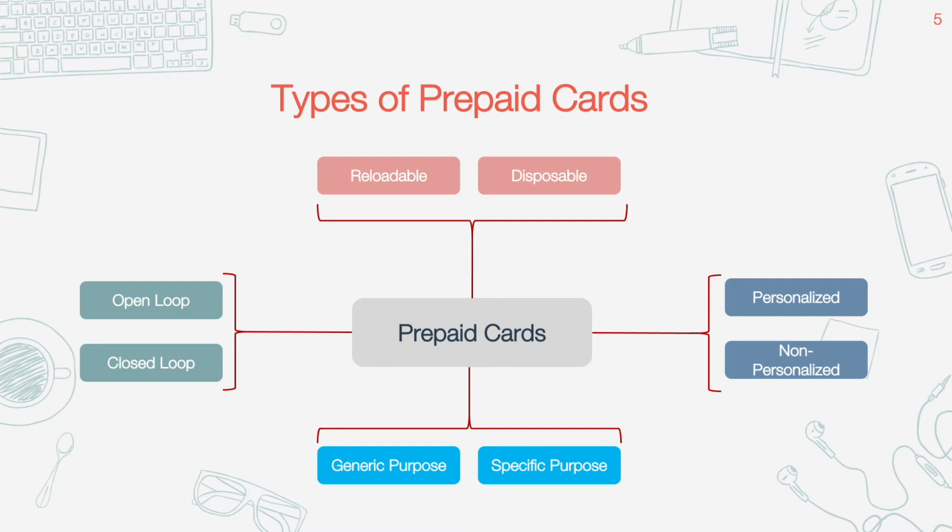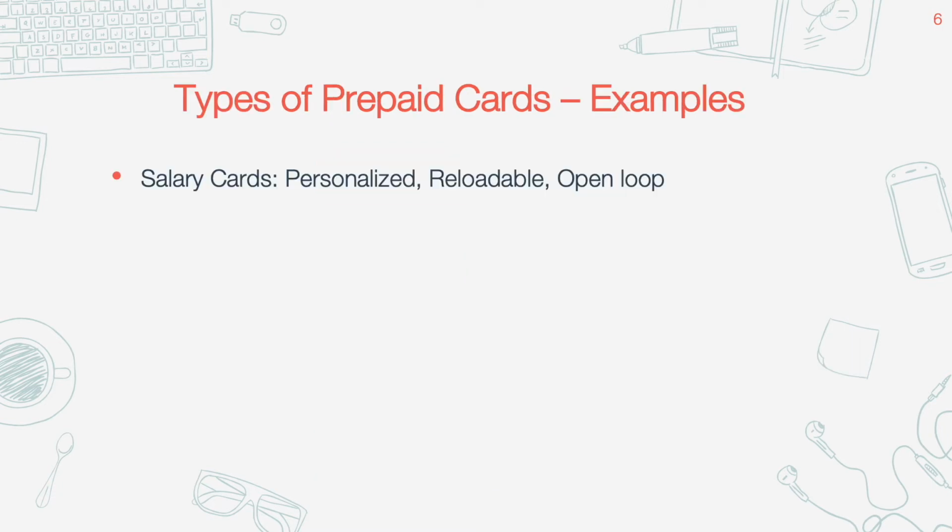First one is salary cards, typically used by the expat population, where the salaried expat class would not have an address history, etc., and they will not be able to open a savings account. In which case, the employers provide the employees with salary cards. These are personalized cards on the employee's name. These are reloadable. The salary is loaded every month, and these are open loop cards.